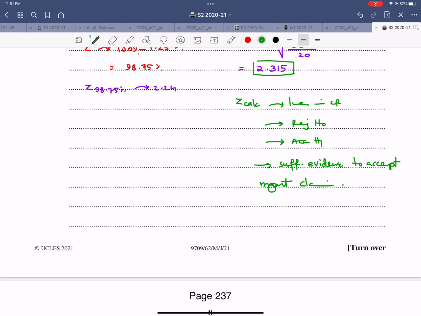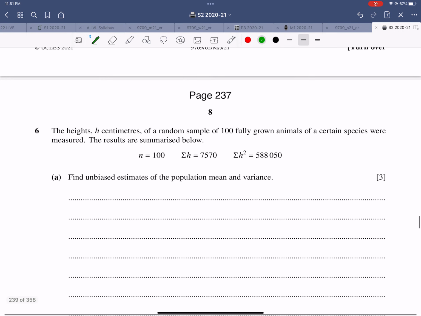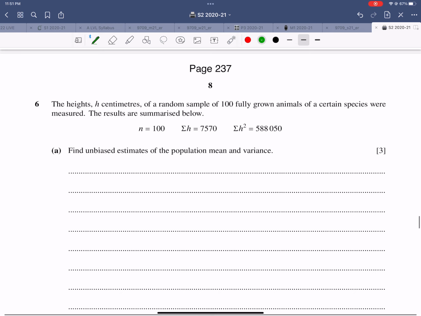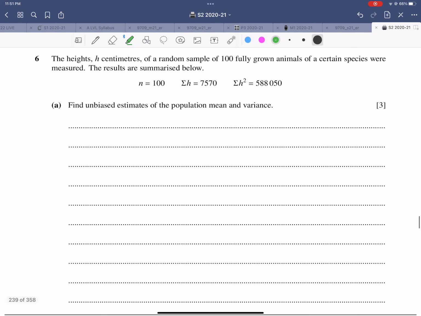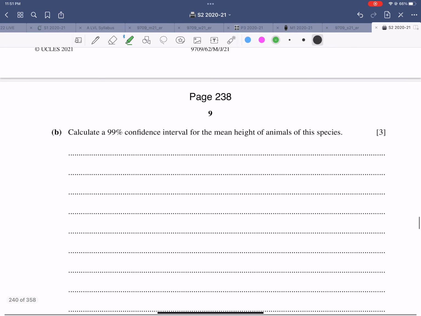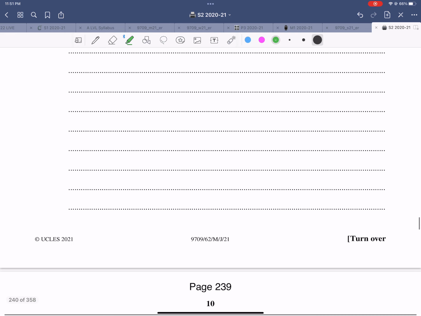Is this thing correct? So now this is question number 5. We are done with this. Let's move to question number 6. What does it say? It says the heights of a random sample of 100 fully grown animals of a certain species were measured. So it's time to give it a name. And n is this, and sigma h is this, and sigma h square is this. Find unbiased estimate of population mean and variance. And then it says calculate a 99% confidence interval for the mean height of the species.